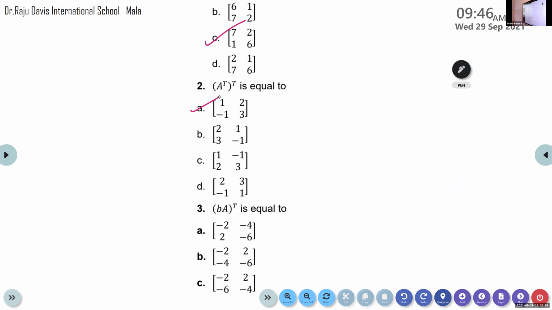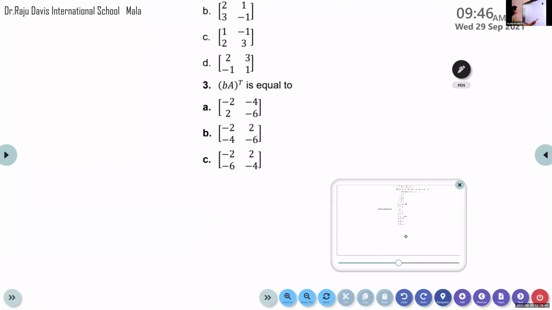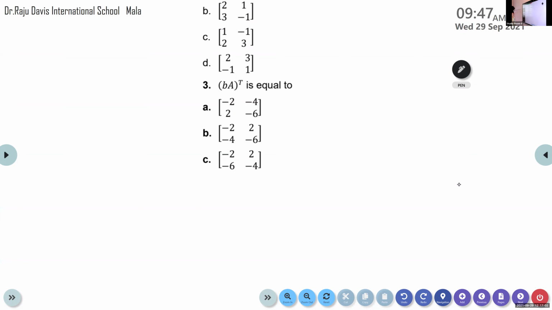Now the next one, Femina. Third one, B into A transpose. Femina, you have to give the answer. B into A transpose. B, already values are given. Small a, small b values are given. We know the matrix A. So find out B, A, the whole transpose. I think B matrix is in the next page. If you are not getting these, complete it and give me the answer, Femina.